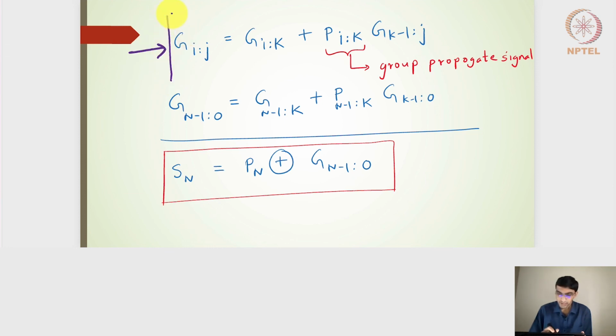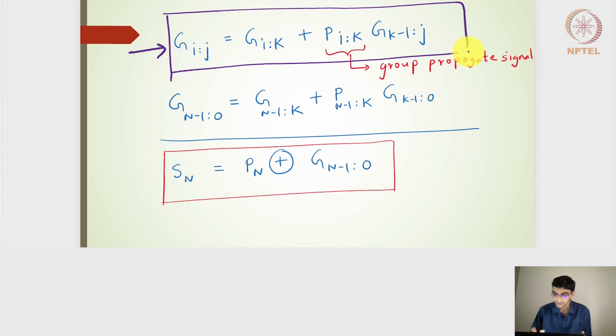So this is the overall, broader definition of the group generate signal starting from i is to j. Starting from i is to j, I can redefine this as G i is to k plus P i is to k, and then G of k minus 1 is to j. So P i is to k is a group propagate signal. This is a group generate signal from the group of the ith to kth bit. This is a group generate signal from k minus 1 to j bit. And this is the group propagate signal from the ith bit to the kth bit, right?